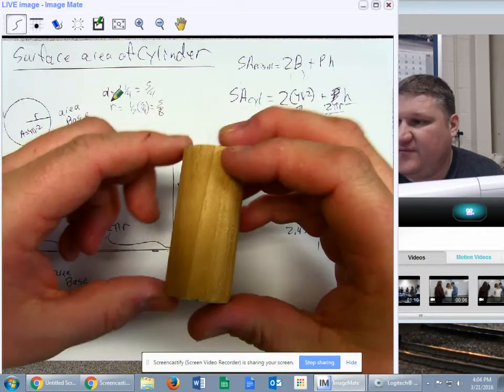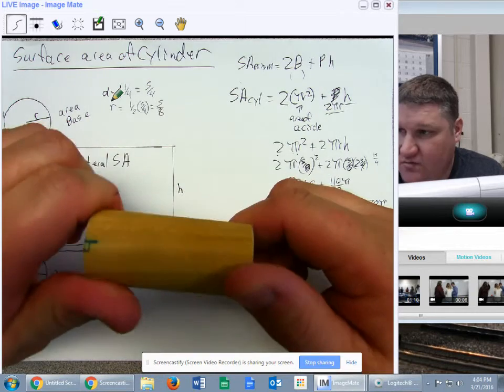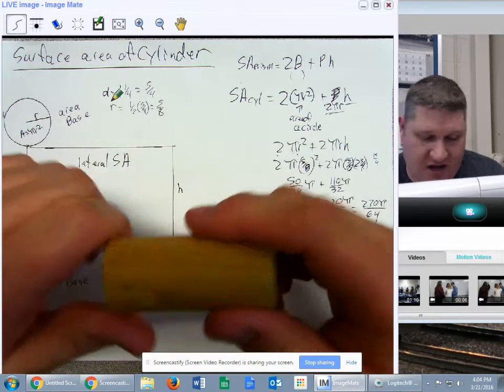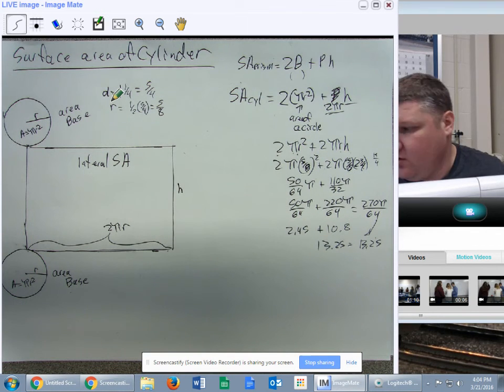Now, that is for a right prism, and it's for a right cylinder. We'll take a look at how to do some of the non-right ones here in just a little bit. All right, so there you go, right cylinders.